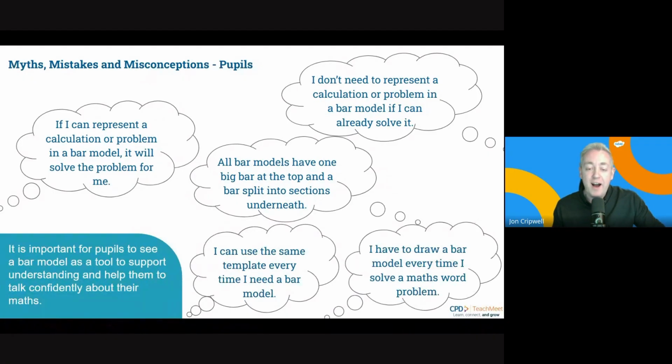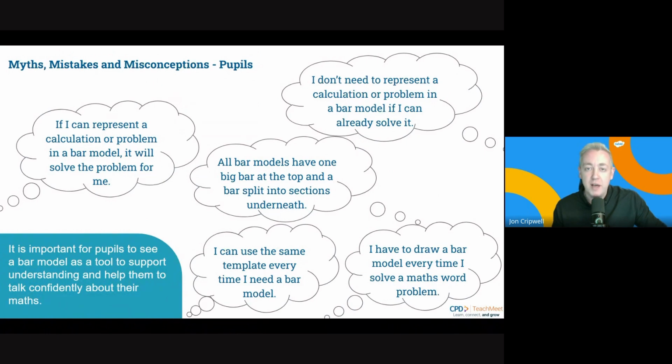And I have to draw a bar model every time I solve a maths word problem. Probably the opposite of the first one that we looked at here. As I was saying before, ultimately we want to move away from having to use a bar model every time that we're solving a word problem. If it's a structure that we're familiar with and we're confident that we know what we're doing, then we don't necessarily have to use one.